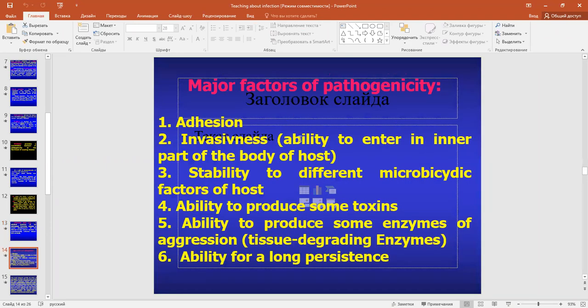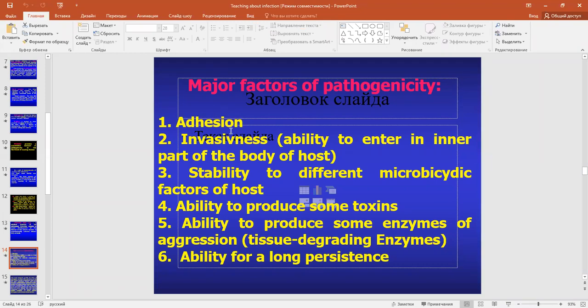Then factors of pathogenicity, major factors of pathogenicity of microbes. We told a lot about different properties of microbes, of bacteria. Now we are talking about bacteria, and we did study morphology, staining properties. You did study cultural properties, biochemical properties, and now you will study factors of pathogenicity, virulence factors, okay? So, number one, you should learn by heart all of them.